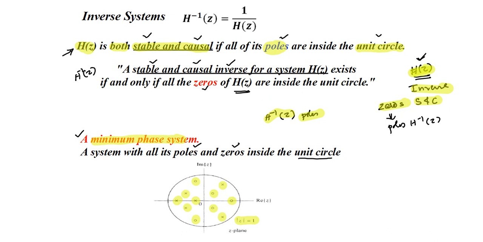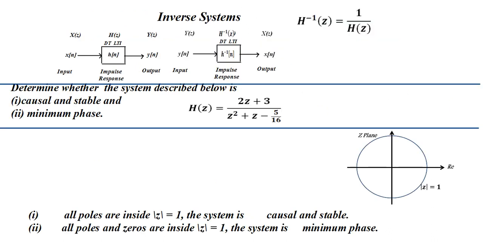So now we can see some problems and how we can solve the question. Here again, determine whether the system described below is causal, stable and minimum phase. They are asking causal and stable combined, not individually, it's the combination of causal and stable system. And the second point is minimum phase. One more point: here we need to check the causal, stable and minimum phase conditions of H(z), not H inverse of z.